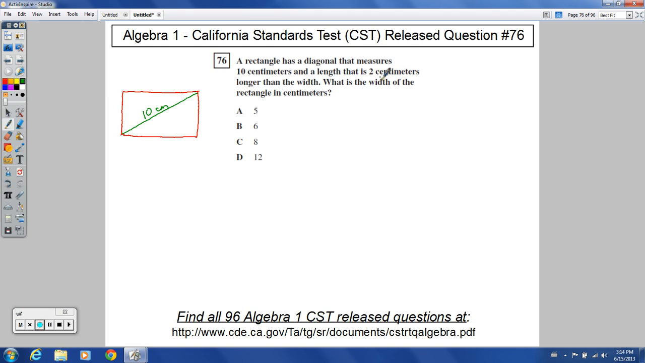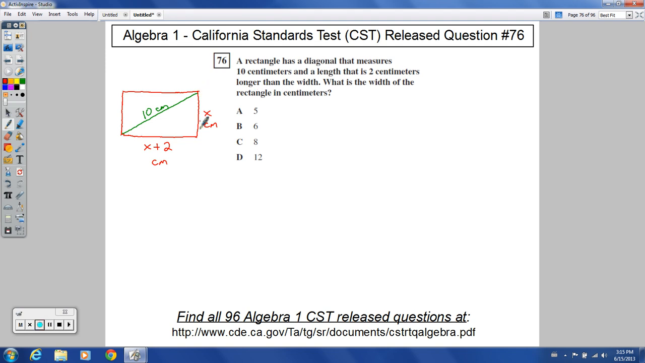And it has a length that is 2 centimeters longer than the width. So in other words, I can say that if I call this x, calling this the width, this one's going to be x plus 2. X centimeters and x plus 2 centimeters. And so we're going to take that idea and we're trying to find the width of the rectangle in centimeters.